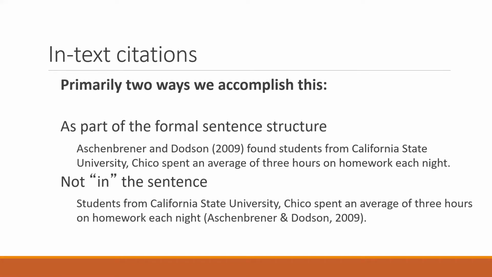But we can cite with these 2 ways, part of the formal sentence structure, like we saw up top, and outside of that sentence. But we're still backing up this claim that California State University Chico students spent an average of 3 hours on homework each night. That's not something that we just say and don't provide evidence for. There is a whole study done on that, right? So we can back it up by citing the study.